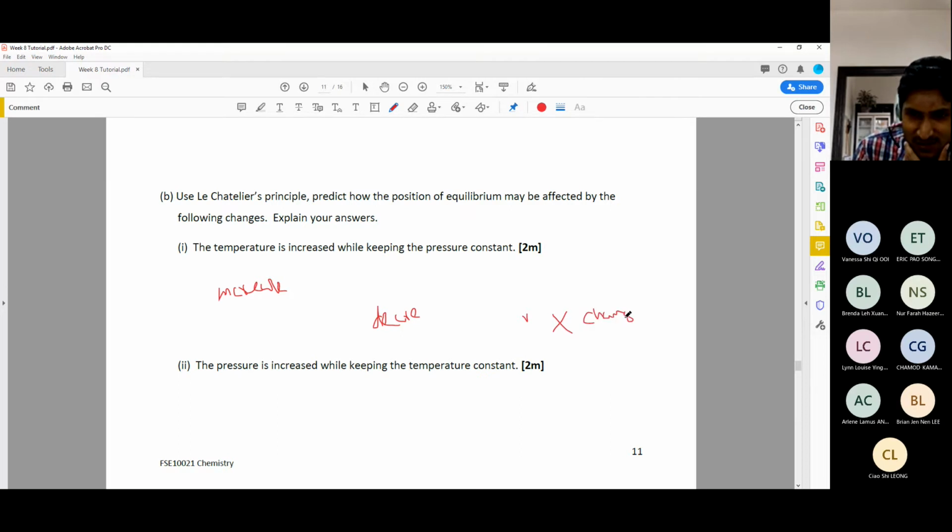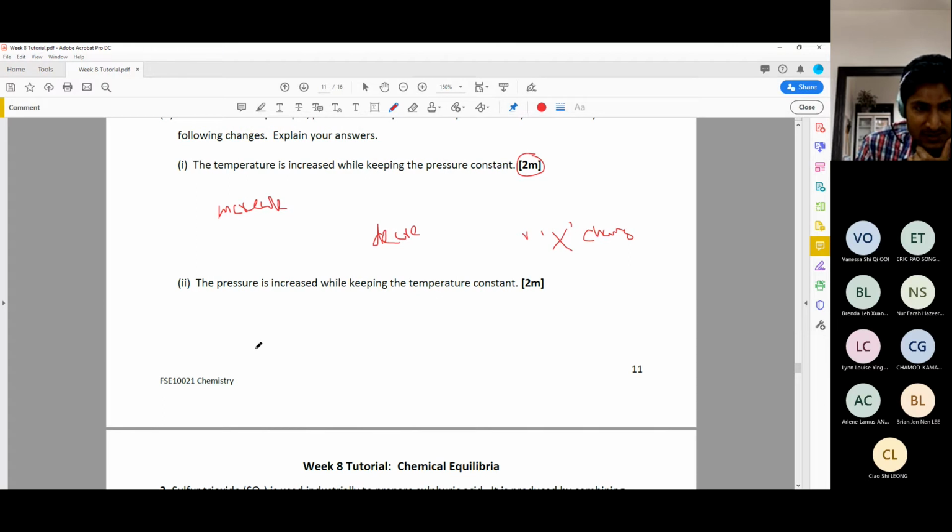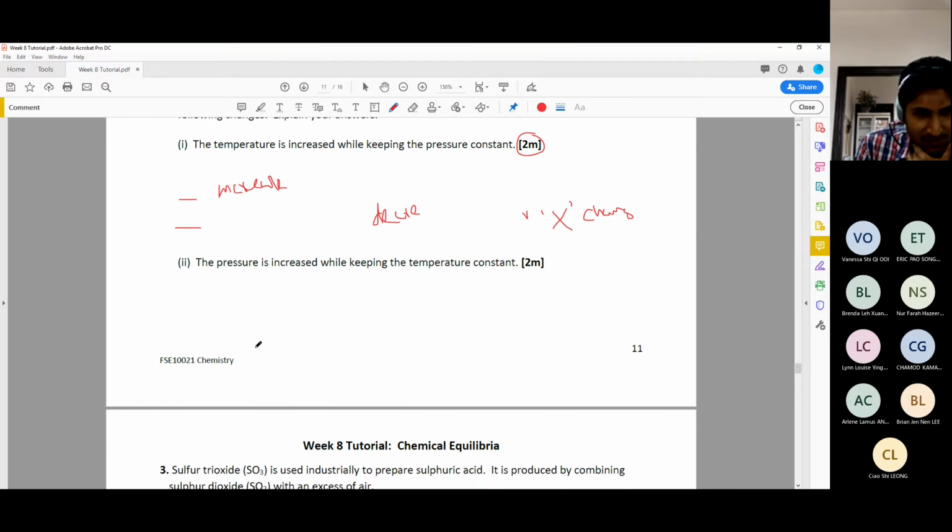I saw one student say like this, I mean, a cross, cross change. So later I think, why a cross? Later I understand that he or she was trying to mean no change, right? So this answer will not give you 2 marks. You have to explain why it is increased, why it is decreased, why it is no change. All right. So at least write 1-2 sentences. 2 marks, so better that you write 2 lines, 2 sentences.